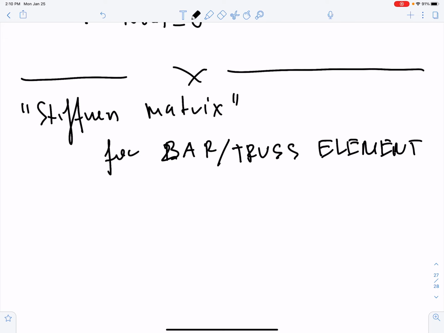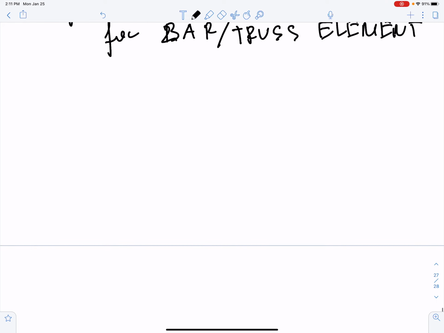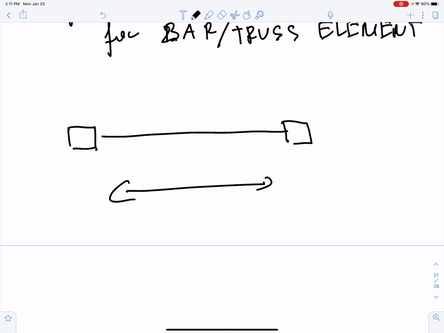Okay, so we are on page 16 now of the notes. So let's take a bar now. These are two end nodes. This guy is of size L. And assume that we have some displacement, call it U2 here, and call it U1 here.